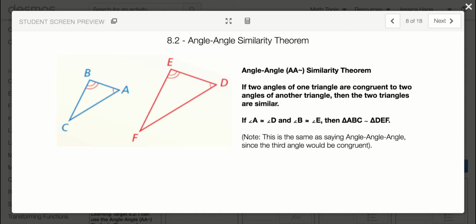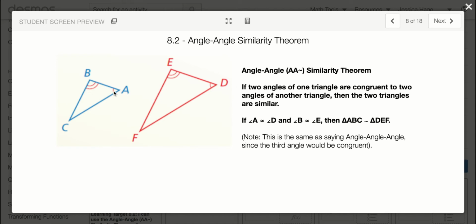This is the second video for Chapter 8 Similarity Notes, and this is going to cover the second objective, that we can use the angle-angle similarity theorem to show that triangles are similar. So slide 8 is a reference slide about the theorem. The angle-angle similarity theorem says that if two angles of one triangle are congruent to two angles of another triangle, then the two triangles are similar, okay?